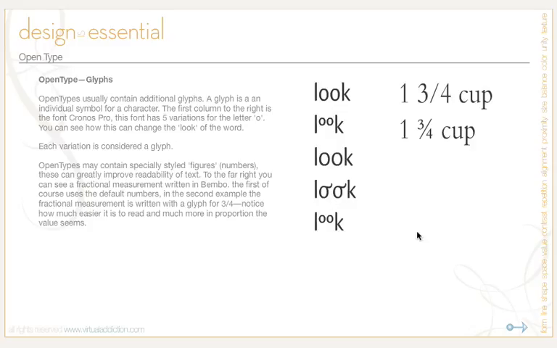Opentype may contain special styled figures, which are numbers, and they can often improve readability of text. Over here you can see that I'm showing fractional measurement. So this is written in Bembo. The first, of course, uses the default numbers. So these are just regular size fonts, the default numbers. In the second example though, I have a fractional measurement that's written with a glyph for 3/4. And you can see how much easier it is to read and how much more in proportion the value actually seems when I'm using the appropriate designed glyph to represent 3/4.